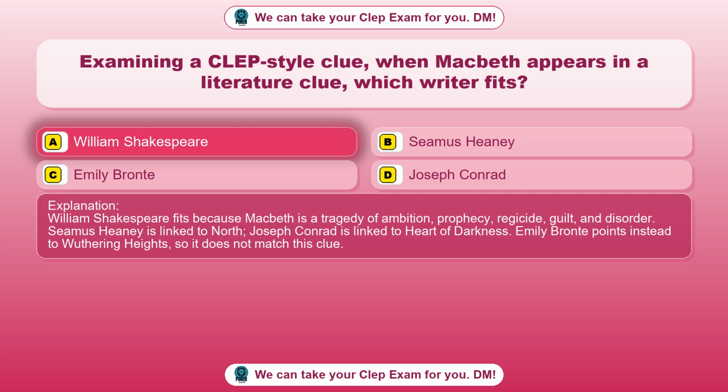William Shakespeare fits because Macbeth is a tragedy of ambition, prophecy, regicide, guilt, and disorder. Seamus Heaney is linked to North, Joseph Conrad is linked to Heart of Darkness. Emily Bronte points instead to Wuthering Heights, so it does not match this clue.